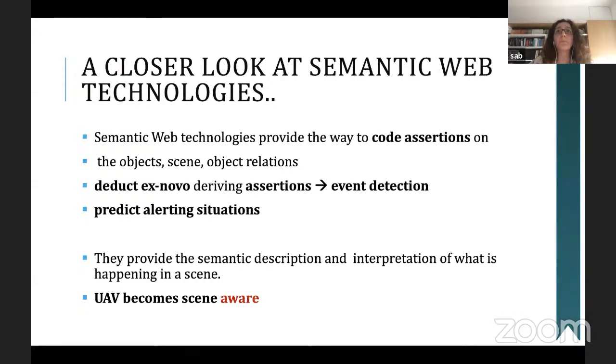This deduction represents a high-level description of the scenario. For instance, our goal is to understand what happened in the scene, to understand that the car is stopped because it is broken. So we want to get a high-level view of the scenario. And at the end, predicting an alerting situation could be the final goal of the whole process. So our computer approach represents a way to describe a scene semantically, and in other words, it is a way to make the UAV scene aware.